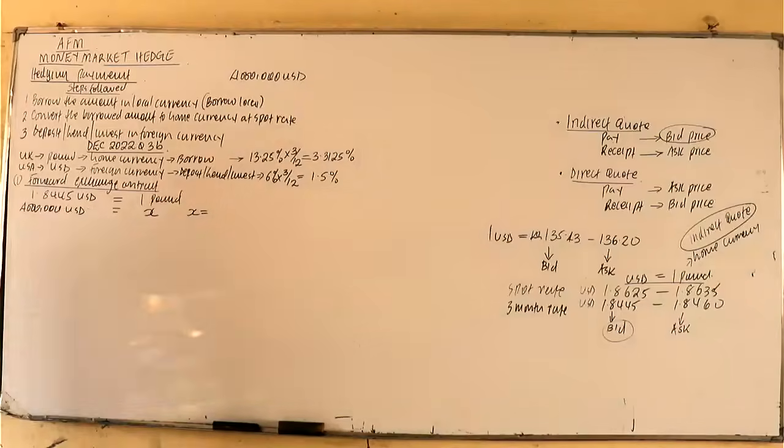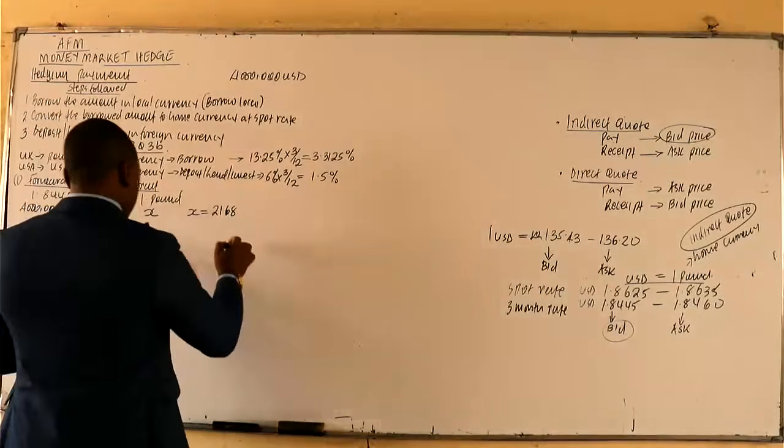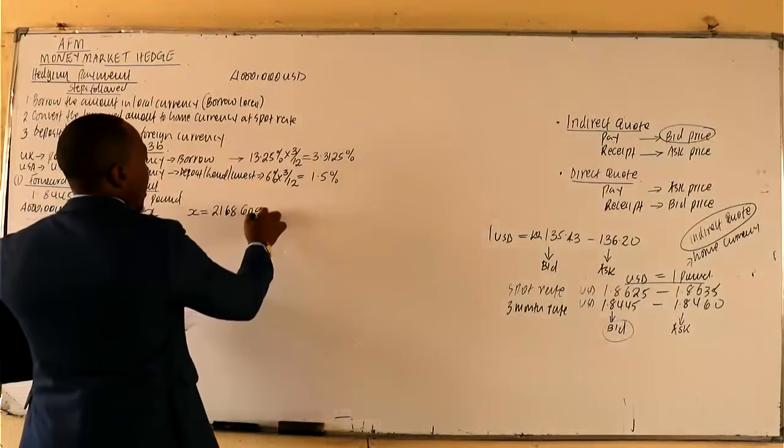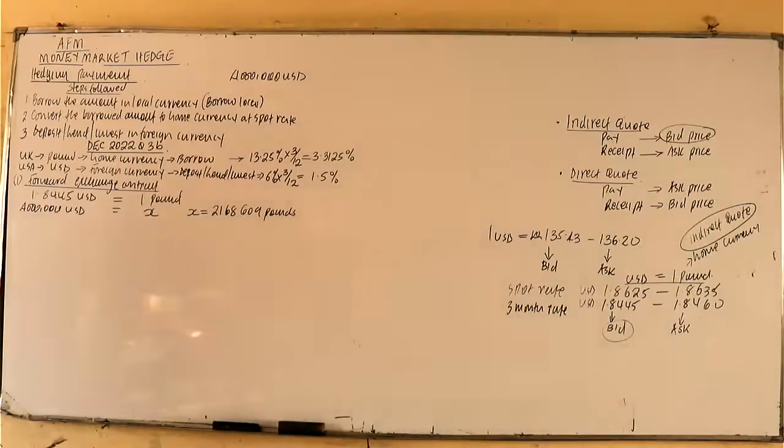So can we compute that? You compute that. So just cross multiply. So it's 4 million, you multiply by 1, you divide by 1.8443. So how much is that? In this case, I'm getting an amount of 21,68,609 pounds. Good. So that's the first part.